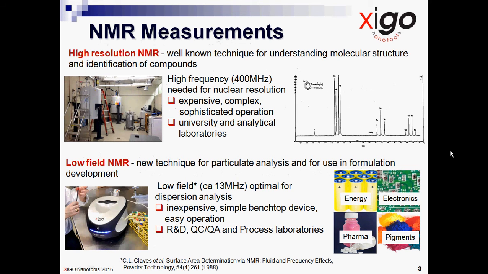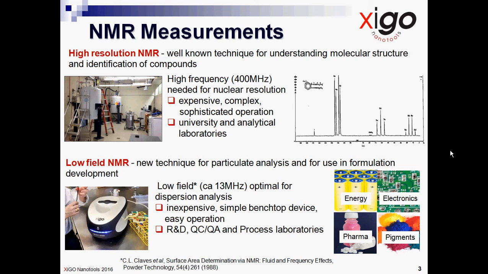Nuclear magnetic resonance, NMR, is a well-known, powerful technique for the analysis of chemical compounds. A high frequency, 400 MHz, is needed for nuclear resolution, and so these types of devices are complex, including the use of liquid nitrogen cooling, and they require sophisticated operation. As such, they are very expensive, and so are found primarily in university and large commercial analytical laboratories.